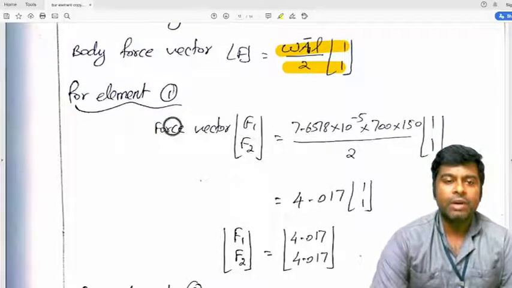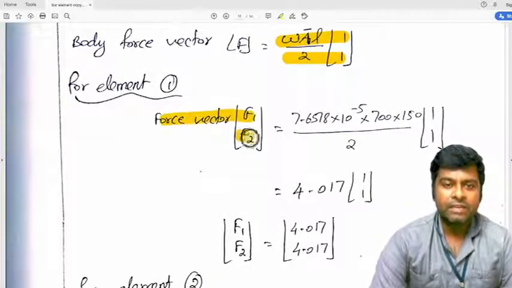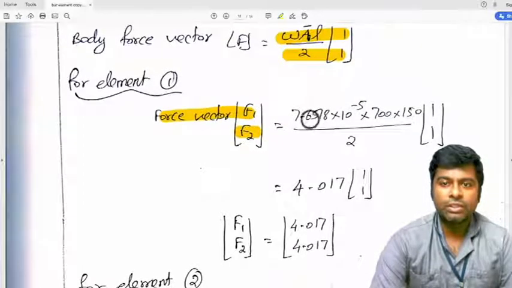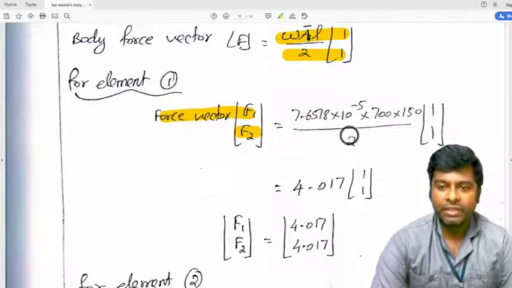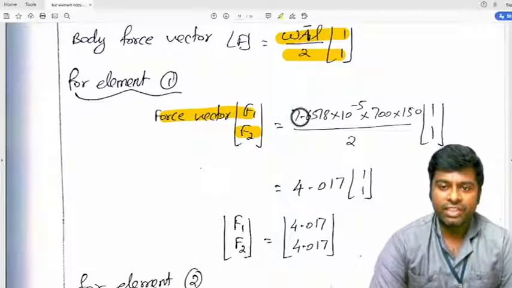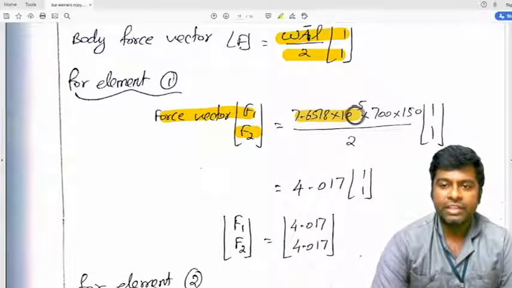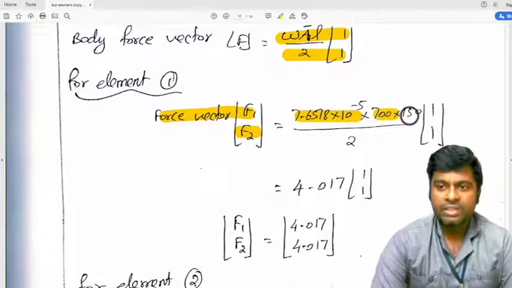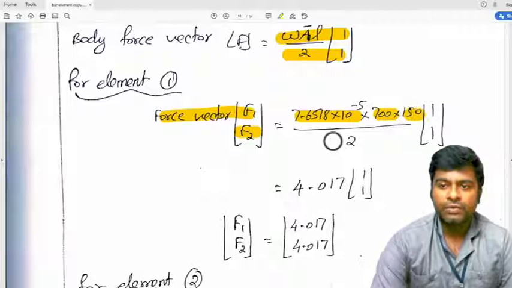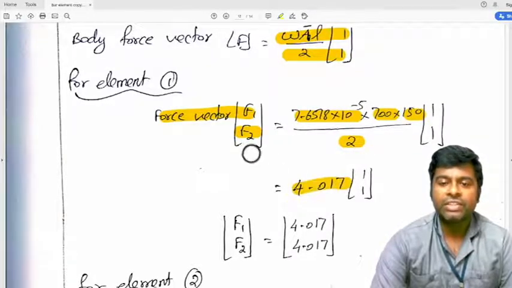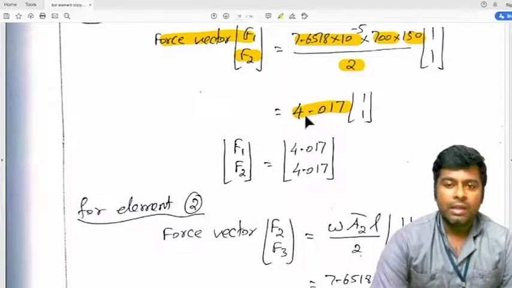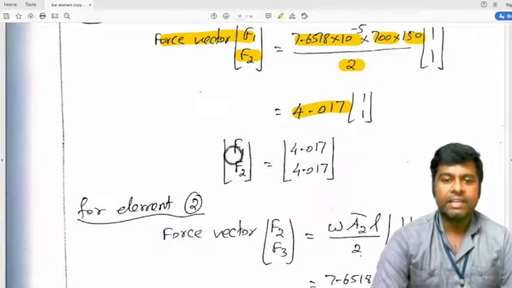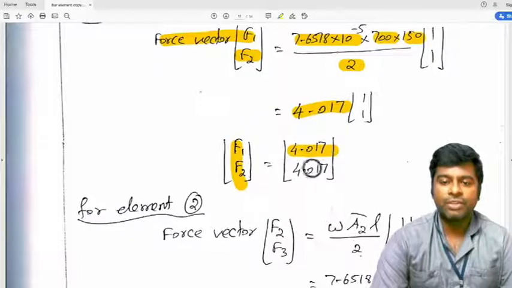For element 1, which has two nodes, node 1 and 2, the body force vector F1 F2 equal to W A1 bar L1 by 2. W, the weight density, equals 7.6518 into 10 raised to minus 5. A1 bar, the average area of element 1, equals 700. Length L1 equals 150 divided by 2. The value yields 4.017. For assembly purposes, we multiply this 4.017 inside the matrix. Therefore, F1 F2 equal to 4.017.